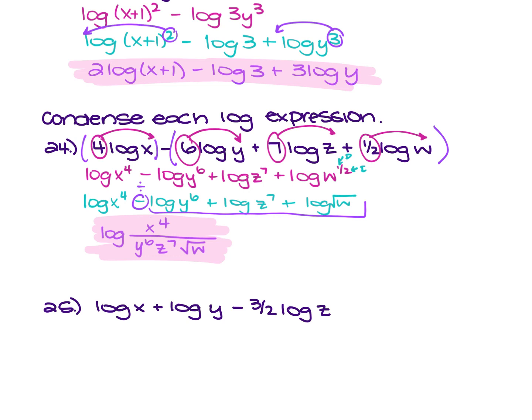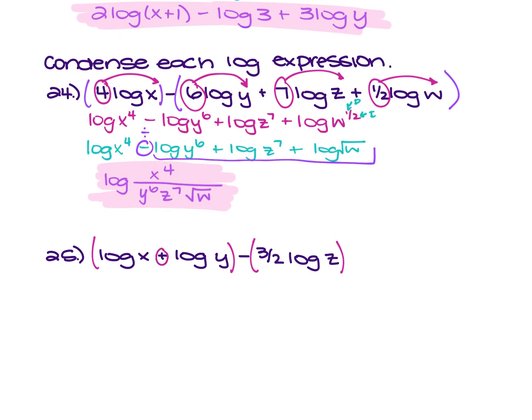So if we look at 25, we have log of x plus log of y minus 3/2 log of z. The part that's separating here with the addition is the first two parts and then the last part. So if you want to work with the first two parts first, you would just get rid of the addition and multiply the x and the y. So that's going to be log of xy. The second part, if you want to work with that separately, you can do that. The power goes onto that z, so that way you have log of z to the power of 3/2.